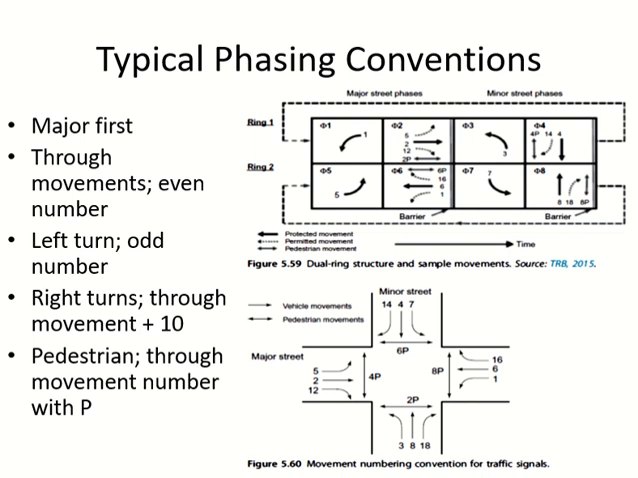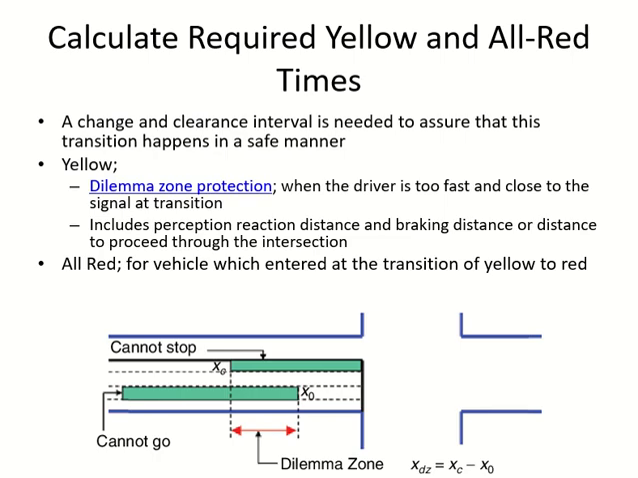Then we have the movement coding. So through movements are coded with even numbers, and the left turnings are coded with odd numbers, and the right turnings are coded with 10 plus numbers, and the pedestrian movements have a P with them. So you can know from the number which type of movement it is. Then we calculate the yellow and all red time, which is basically for the people who are in the dilemma zone. What is the dilemma zone?